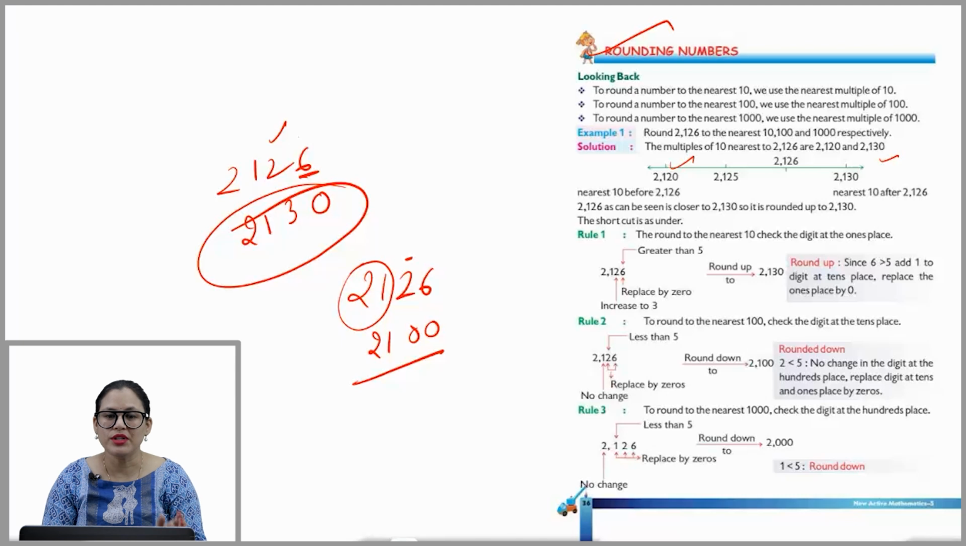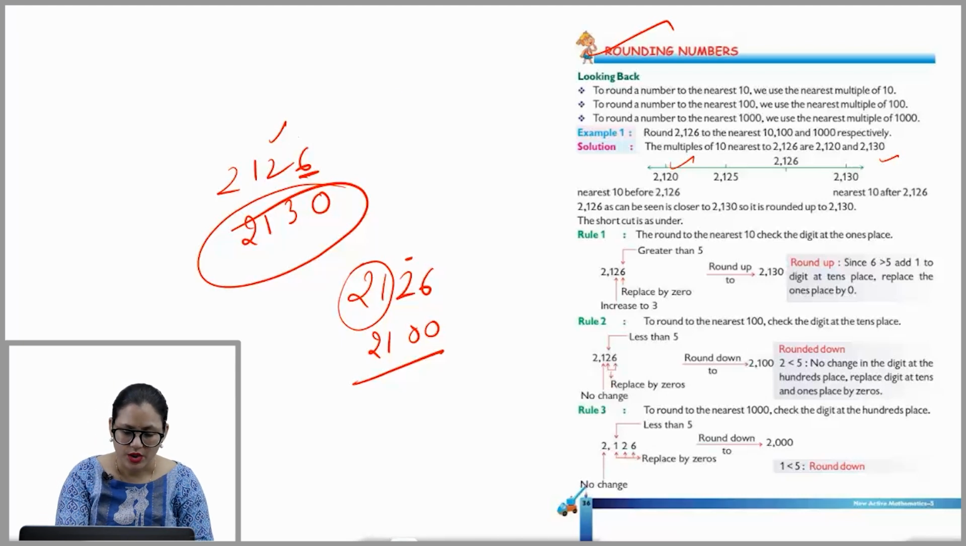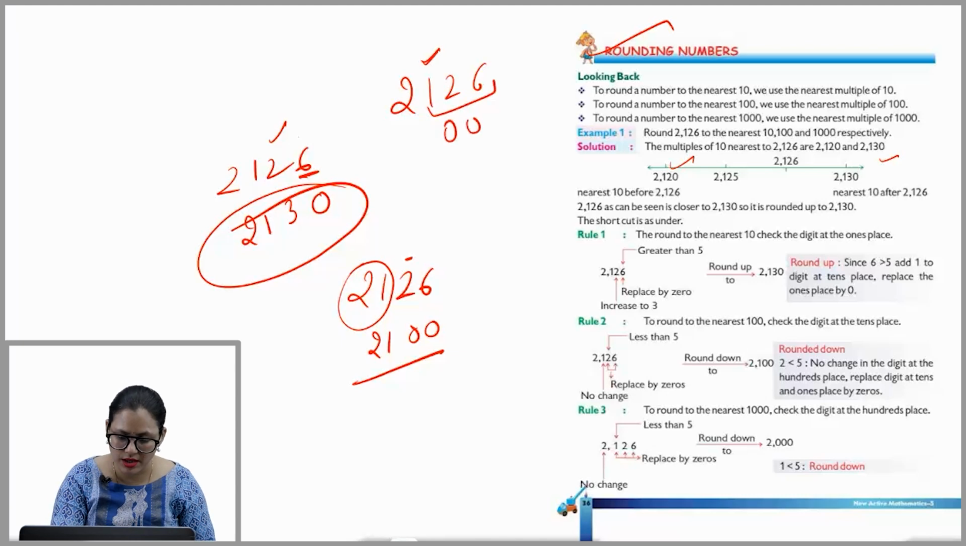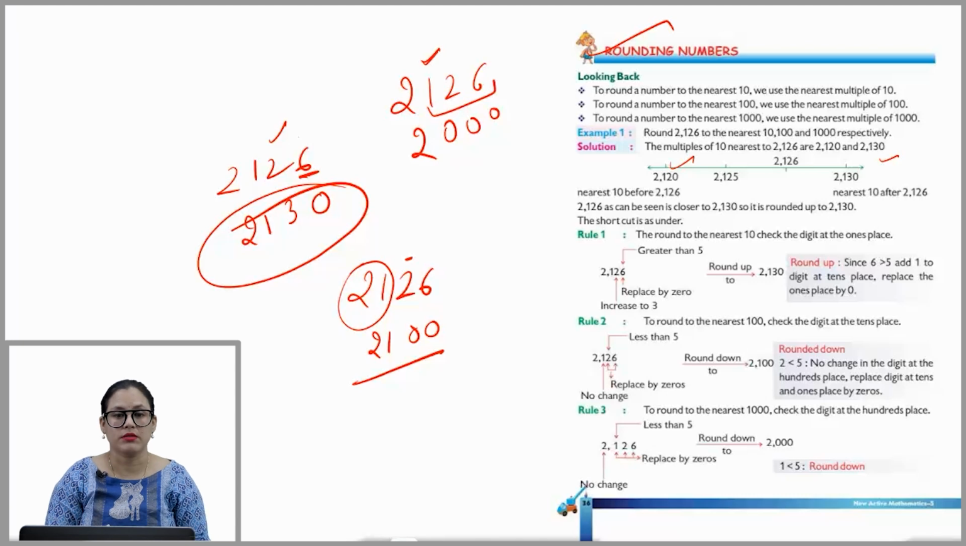Rule 3, to round to the nearest 1000, check the digit at the hundreds place. In 2126, at the hundreds place there is 1, which is less than 5, so there will be no changes. First we will put 3 zeros and 2 will remain 2. So 2000 is the rounded number.